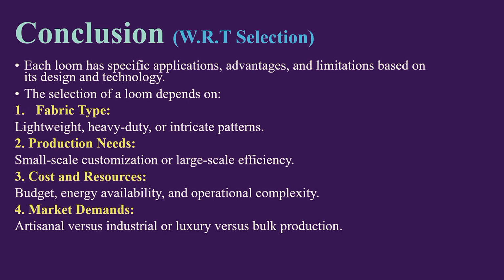Conclusion. When we discuss about the conclusions, in this lecture we have only discussed the hand looms. There are different looms: water jet looms, rapier looms, air jet looms, circular looms, jacquard looms. So this is the comparison or conclusion of all looms. Each loom has specific application, advantages and limitations based on its design and technology.